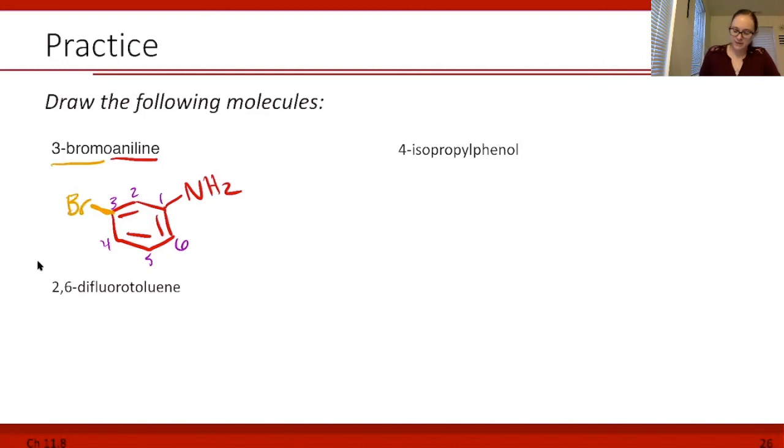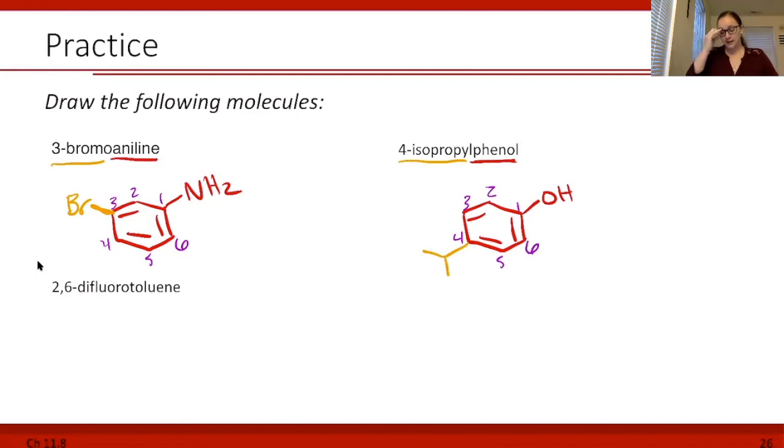Good job, guys. Okay, so next we have 4-isopropylphenol. We're going to start with our phenol. Number around the ring. 1, 2, 3, 4, 5, 6. And then we have 4-isopropyl. At the 4 position, I will draw an isopropyl group.